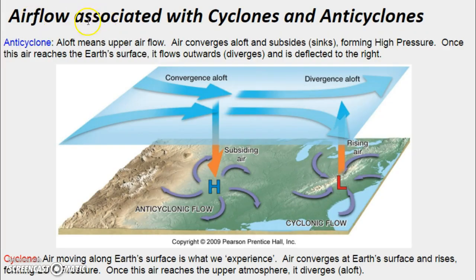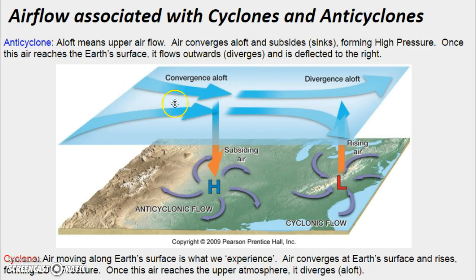So last part, now we're looking at airflow associated with cyclones and anticyclones. Anticyclones. We need to start using the term aloft. Aloft simply involves air that is found at elevation or at altitude. Aloft means upper airflow. Air converges aloft and sinks, right? It subsides. This is a form of subsiding air. It's moving towards the Earth's surface. This forms high pressure. Once the air reaches the Earth's surface, it flows outward. It diverges outward and is deflected to the right.